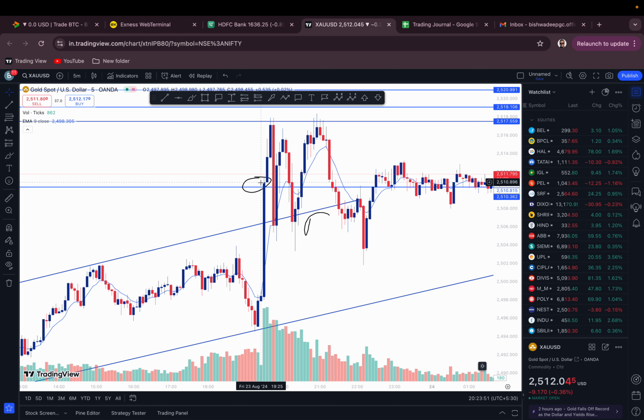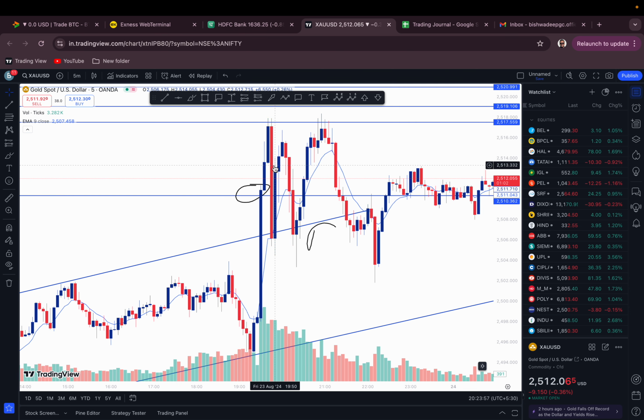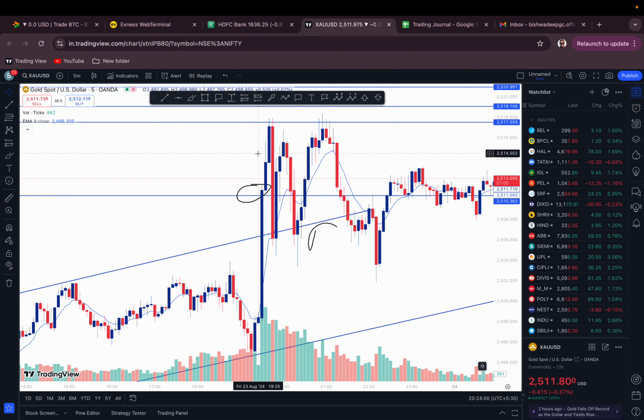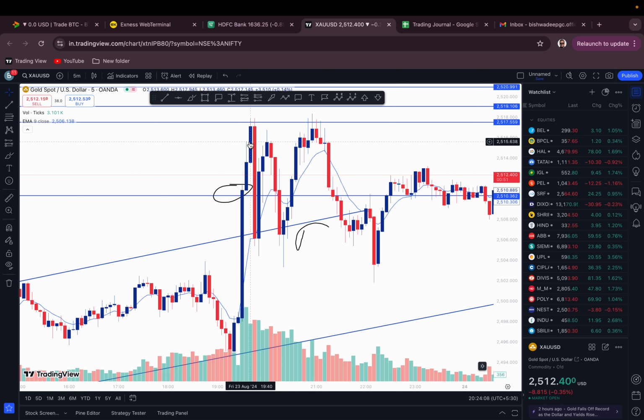2511.93, I bought at these positions and again exited the trade within this moment. I should have waited a little bit to take the whole profit from here to here, but I didn't wait. Seeing the wick, the market was coming down, so I exited the trade.